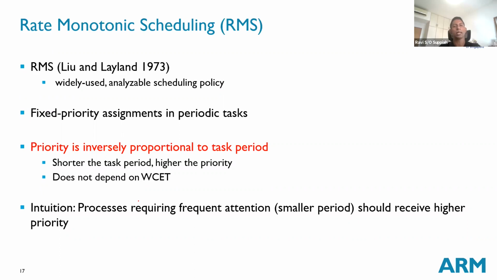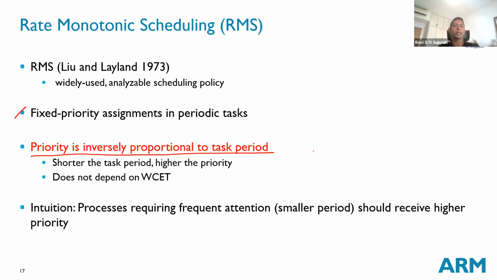One of the most popular algorithms is what we call the RMS algorithm, rate monotonic scheduling. It's quite an old policy, but it's still widely used today to understand how multiple tasks come together. We have fixed priority assignments in periodic tasks, and the priority is inversely proportional to task period. The smaller the period, the higher the priority. The thinking is very simple: if the task period is very small, that means I require frequent attention by the CPU.